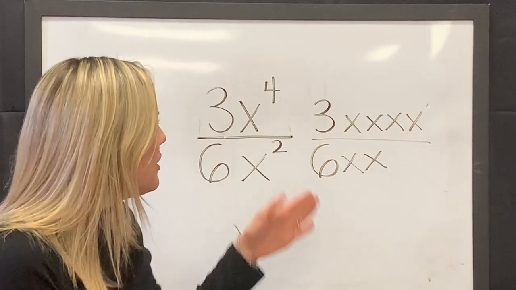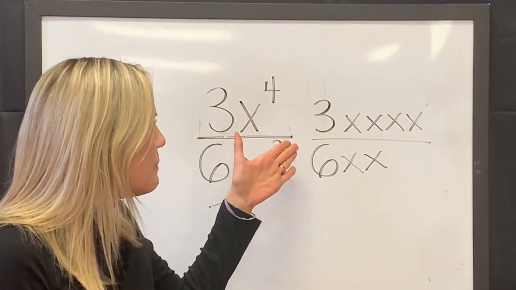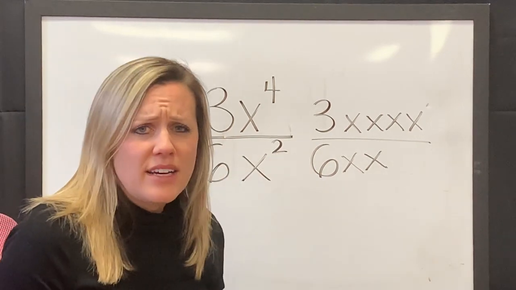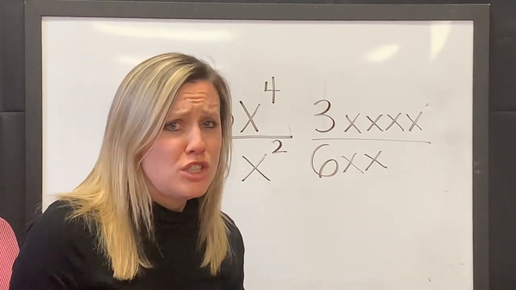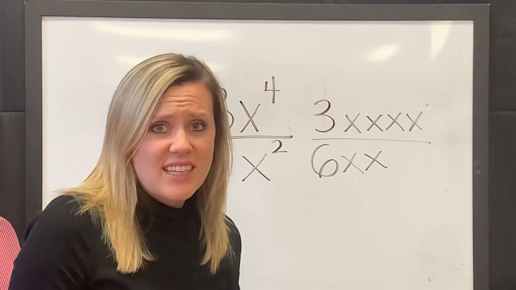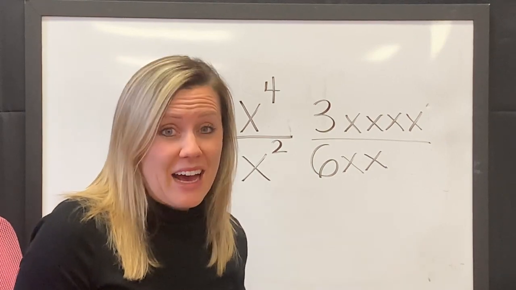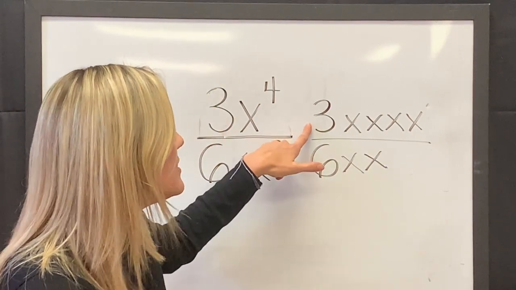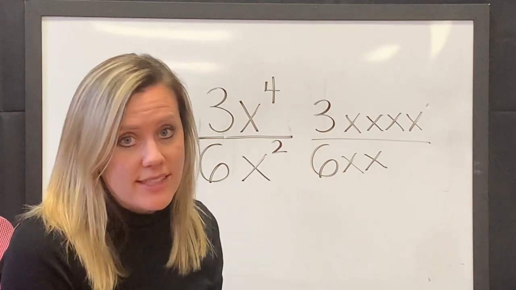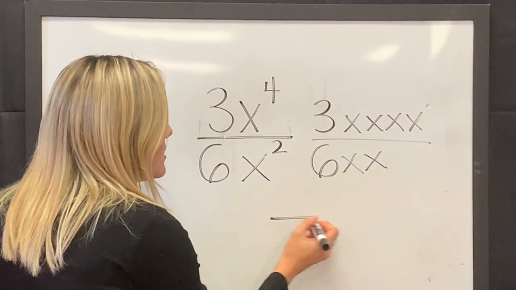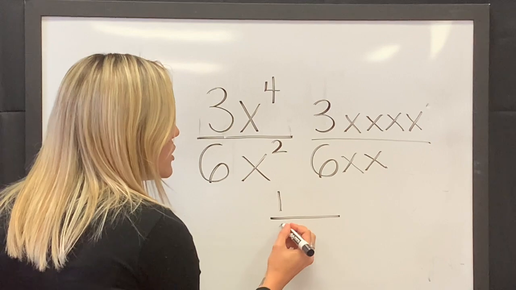So the first thing I want you to think about is 3 divided by 6. And when we divide numbers like this, you can just reduce it. 3 over 6 is equal to 1/2. 3 goes into 3 once, and 3 goes into 6 twice. So the first part of my answer is going to be 1 over 2.